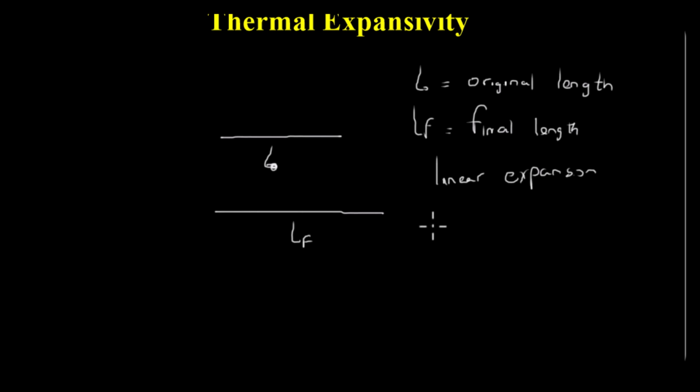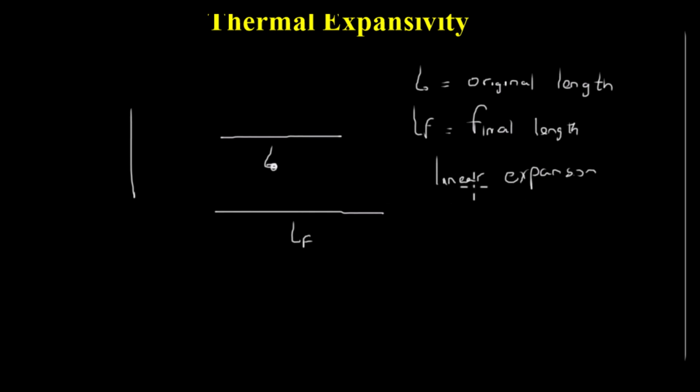Linear expansion. So why is it that we're saying linear expansion? Because only one side is increasing. Either the length is increasing, or the height is increasing, or the breadth is increasing. In as much as we're only looking at expansion on just one part, then we're referring to linear expansion.